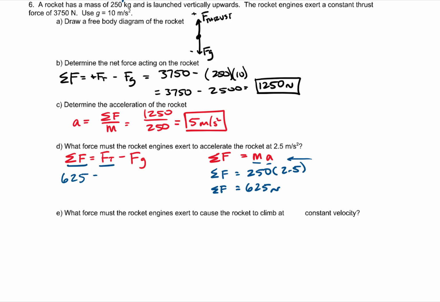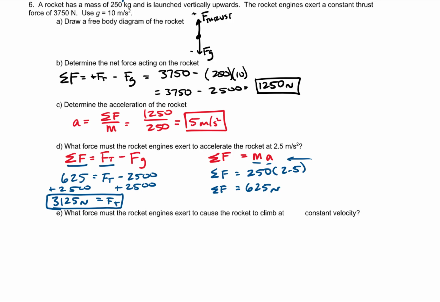625 newtons equals the thrust force, which we don't know, minus the weight, which we do know is 2,500. So now we can find the thrust force. We're going to add 2,500 to both sides. And so that thrust force comes out to be 3,125 newtons. You need to be able to do problems like this.